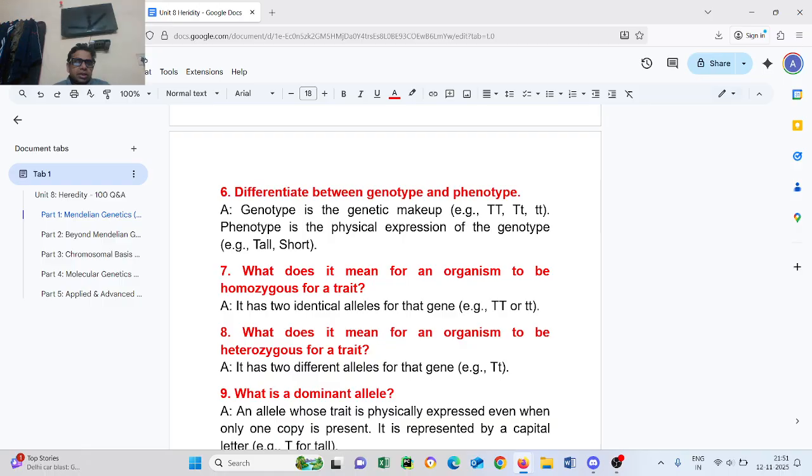Question number 8. What does it mean for an organism to be heterozygous for a trait? It has two different alleles for that gene. Example, capital T, small t.